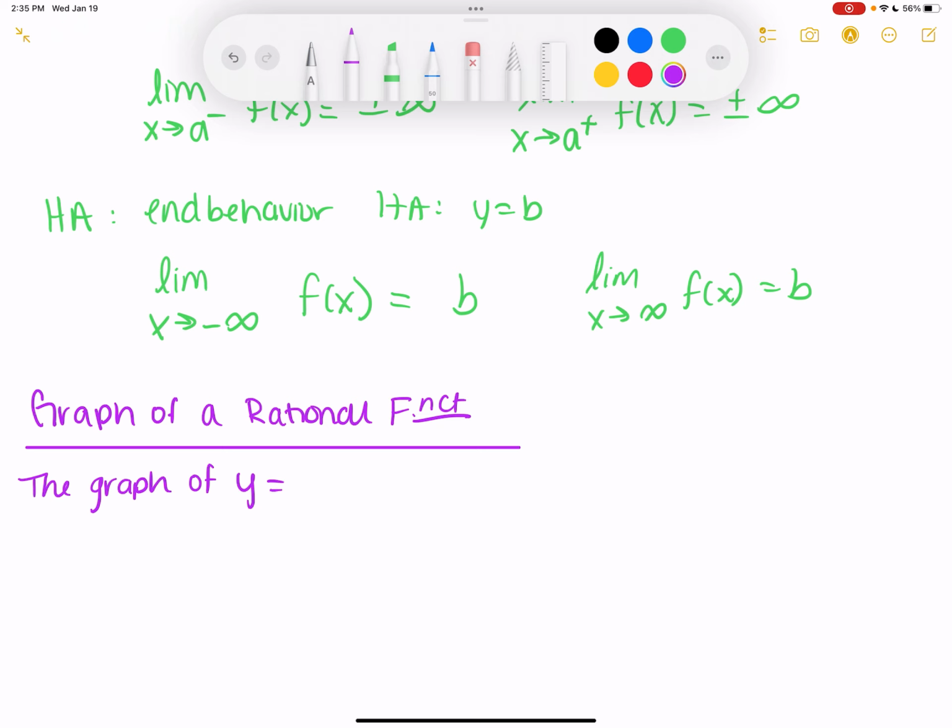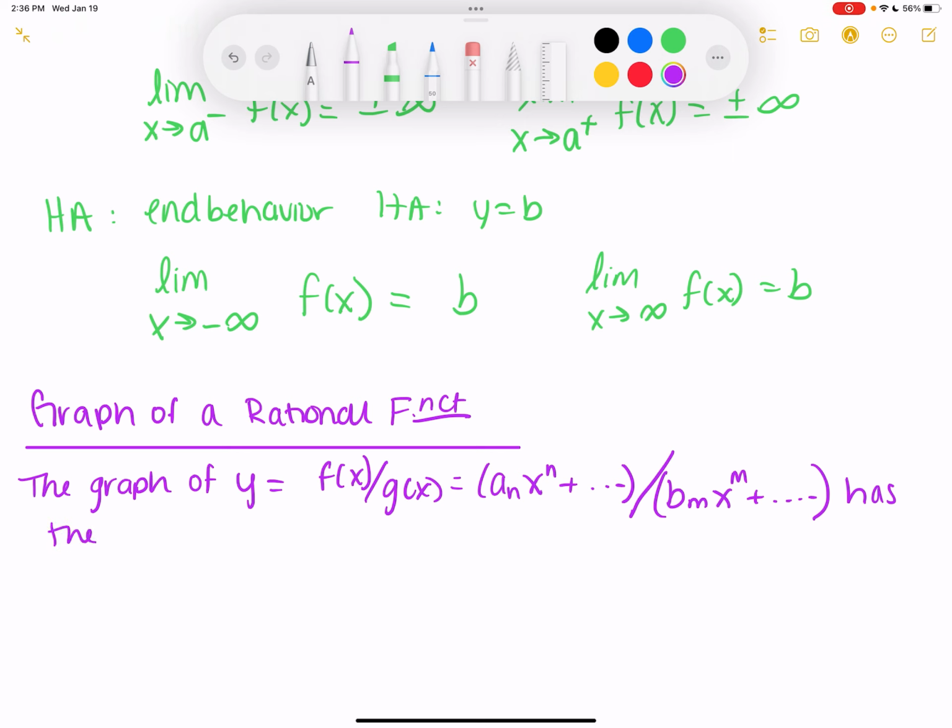The graph of y is equal to f of x over g of x, which is a sub n x to the n plus dot dot dot all the way out, divided by b sub m x to the m plus dot dot dot all the way out. That super long thing that I normally write out, that I never want to have to write again, but it never fails that I do, has the following characteristics.